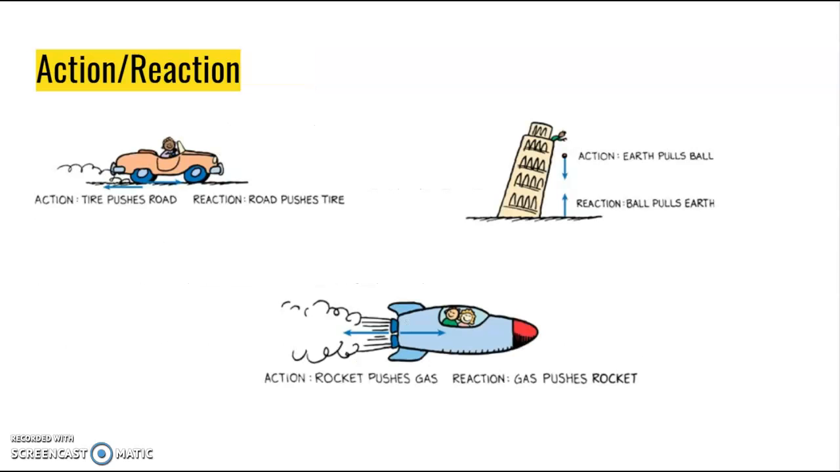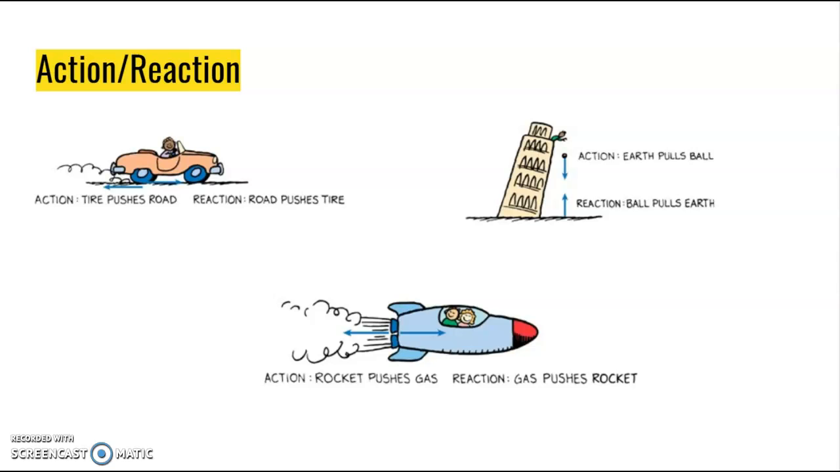So here are some examples of action-reaction pairs, right? Again, I don't like the terminology here because they say one's the action and the other is the reaction, which is incorrect. But the pictures were fun. In the first example with the car, the tires push against the road, but the road also pushes on the tires. And this is what actually causes the car to accelerate: the road pushing on the tires.